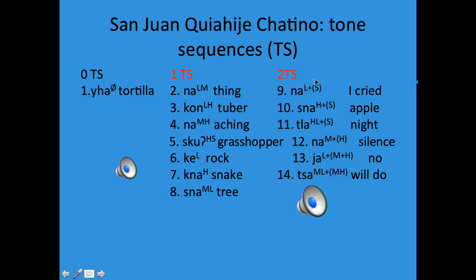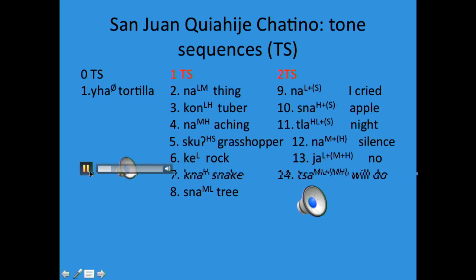The two sequences, the way I am organizing this, are the ones that have floating tones. And what is in parentheses are the floating tones. And so in total, we have 14 tone sequences in this language.